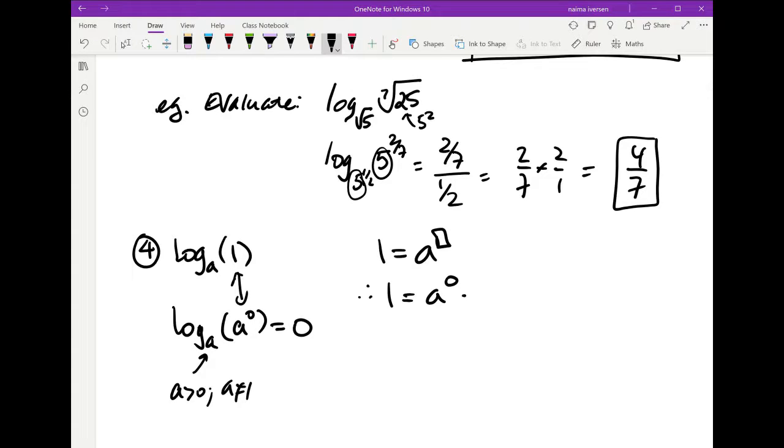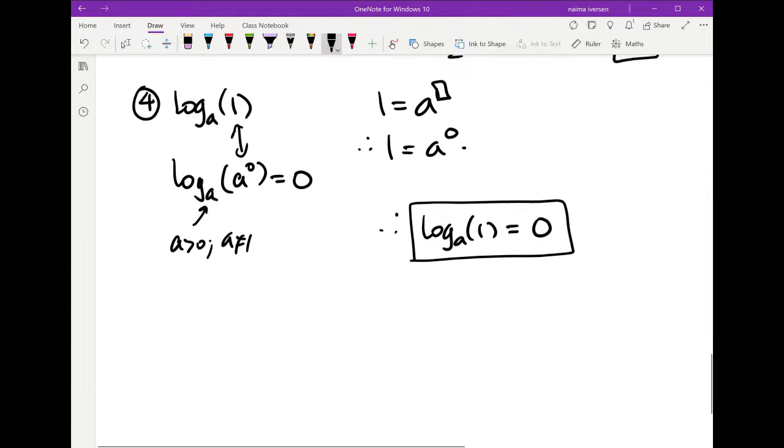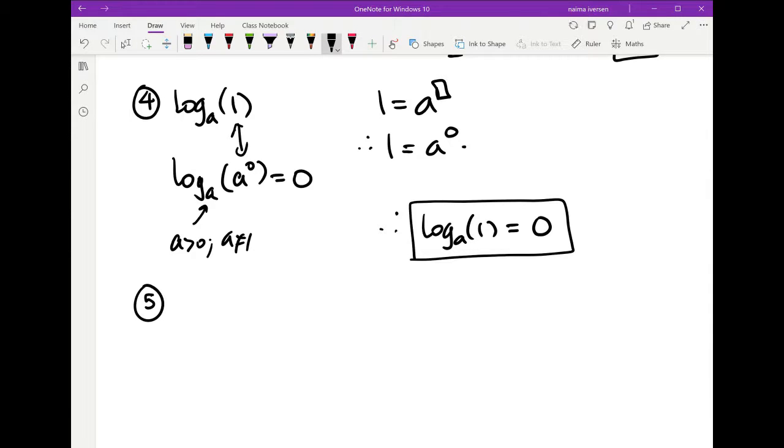Out pops your exponent. And so what we get is that log base a of 1, doesn't matter what the base is, is equal to 0. So that base could be log base 3 of 1 or natural log of 1 or anything like that would be equal to 0. And our last one is this.